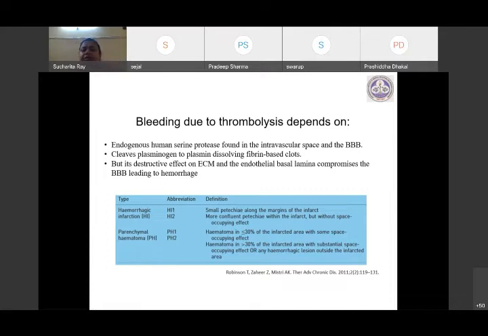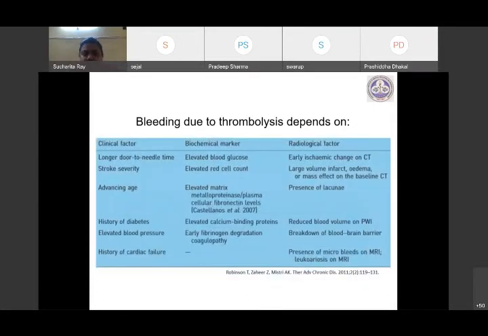Now, bleeding due to thrombolysis is also defined under two headings, that is hemorrhagic infarction and parenchymal hematoma. Just remember, these are two separate entities. Parenchymal hematoma is more serious than hemorrhagic infarction. Hemorrhagic infarction is usually small petechiae. Parenchymal hematoma is when you have a lot of blood, whether occupying less than 30% or more than 30%, with some amount of space occupying effect. Right? So, like we are talking about these conditions, a longer onset to treatment time is the most common cause, and then obviously the rest of the causes that we discussed.